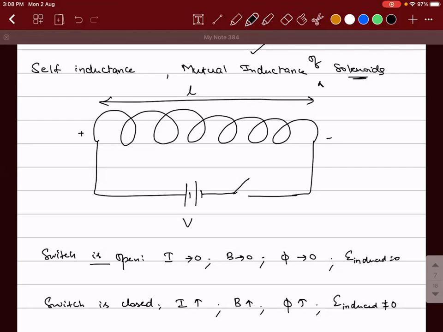Sir, could you explain what each symbol stands for once? The final formula, what does each unit stand for, sir? Sure, sure.